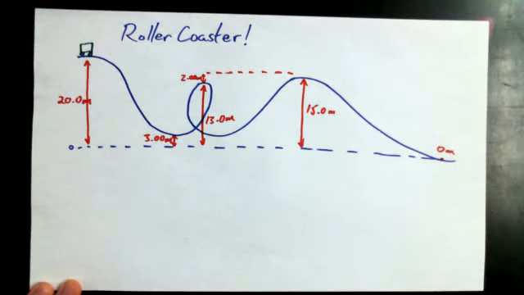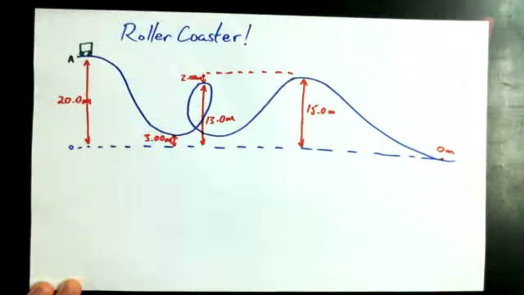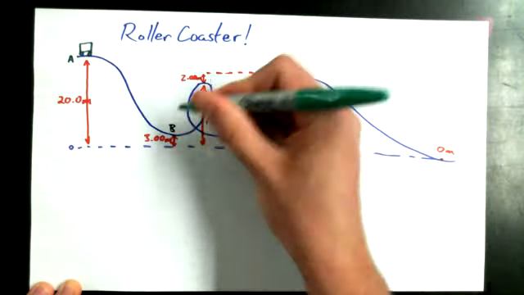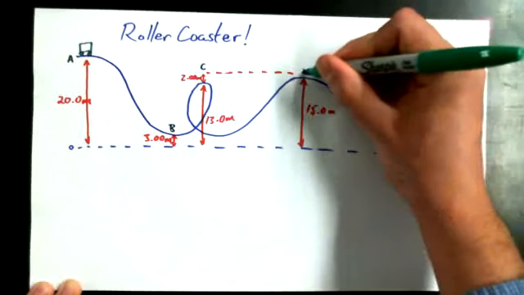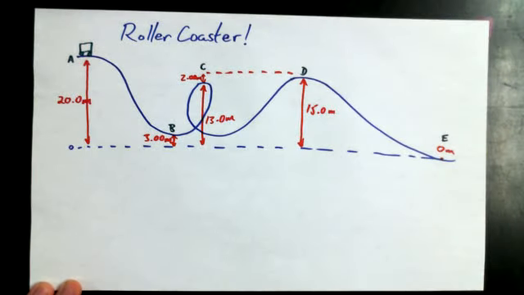Okay. So I got this roller coaster up here. And I should say that there are some points here that I want to label with letters. This is point A. This is point B. This is point C. Point D. And point E. Just so we can have some specific positions that we can refer to later. Points A, B, C, D, and E.